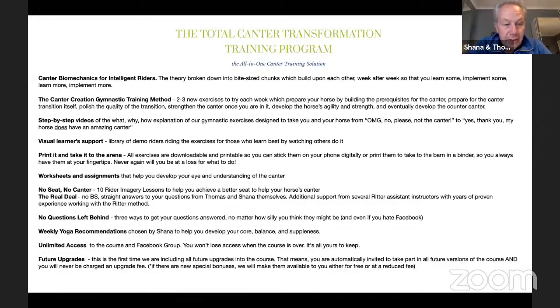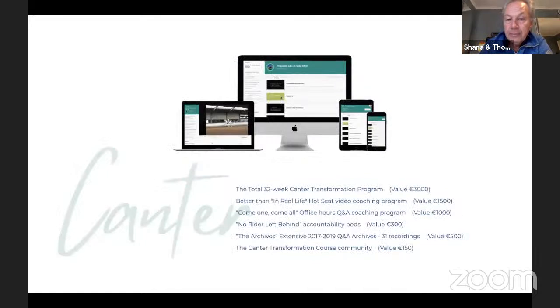Yeah, future upgrades. It's the first time we're including all future upgrades in the course. That means you're automatically invited to take part in all future versions of the course, and you never have to pay an upgrade fee. And if there are new special bonuses, we'll make them available to you either for free or at a reduced fee.